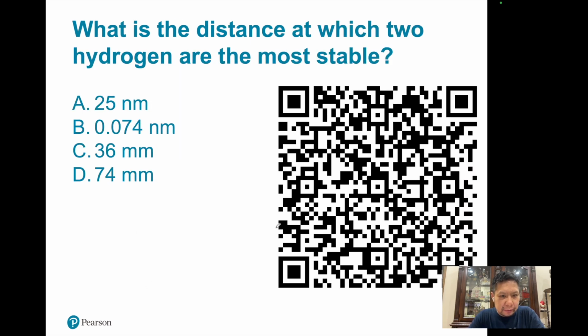All right. So, what is the distance at which two hydrogen atoms are the most stable? Is the answer A, 25 nanometers, B, 0.074 nanometers, C, 36 millimeters, or D, 74 millimeters. I'll give you a couple of seconds to answer that question.